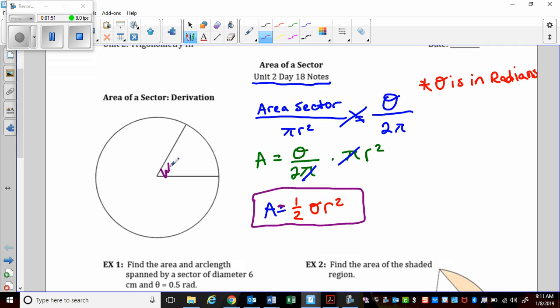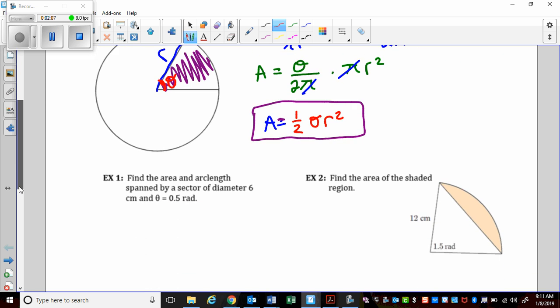So this is the sector. This is what a sector looks like. My r is the radius. I just want to make sure everyone remembers this. And then my theta is in radians, but my theta is my angle right here.